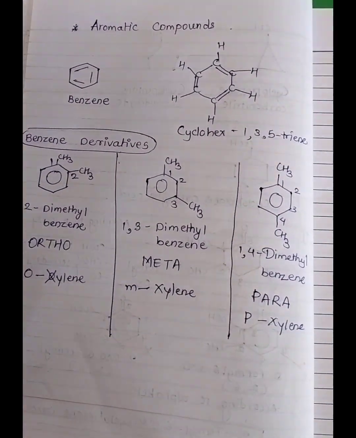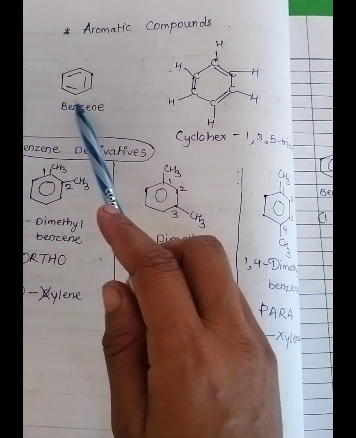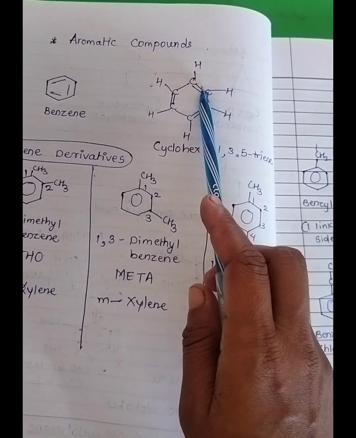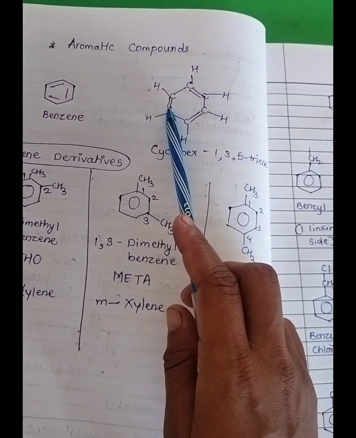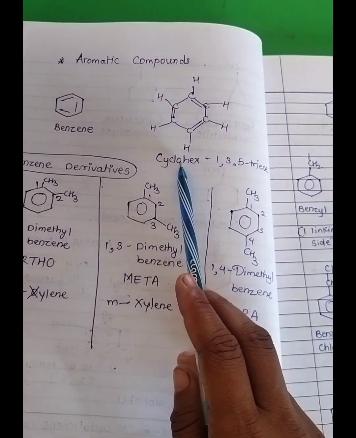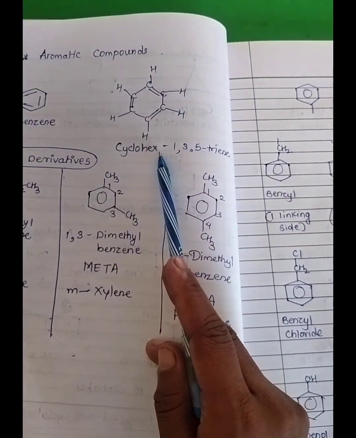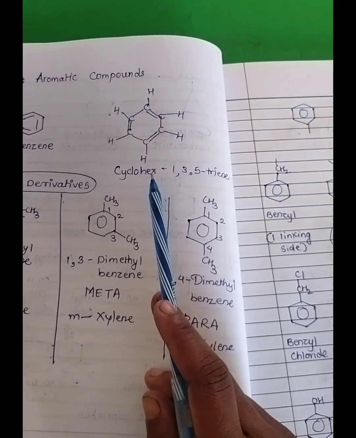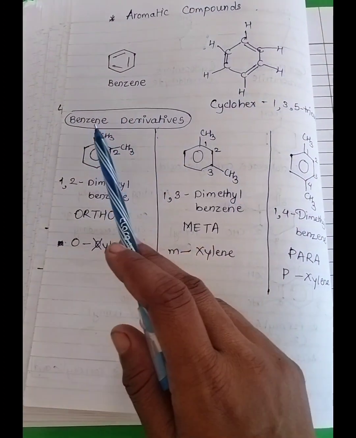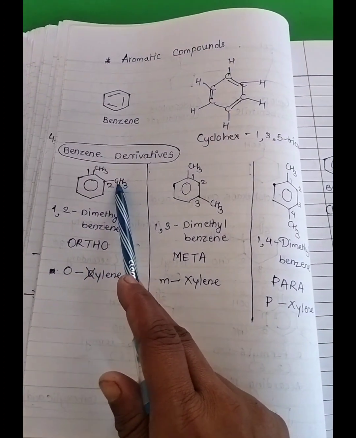Then some aromatic compounds. This one is benzene. If we expand this benzene structure, we see it like this: carbon-carbon double bond, single bond, double bond, single bond, double bond, single bond. Every carbon contains one hydrogen atom. The name of this compound is also cyclohexa-1,3,5-triene. Then benzene derivatives.